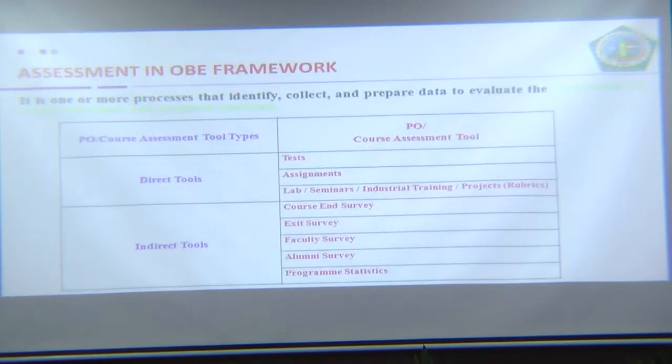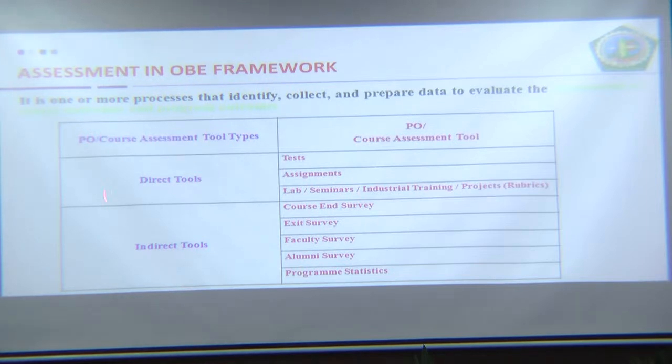Then we come to assessment. In assessment, there are two categories of tools: one is direct assessment, and another is indirect assessment. Wherever we talk about feedback, that is indirect assessment, whether it is feedback from the students, faculty, employer, alumni, industry. All those come under indirect tools. And your direct tools, as I was telling you, are the direct measurable thing between student and teacher.